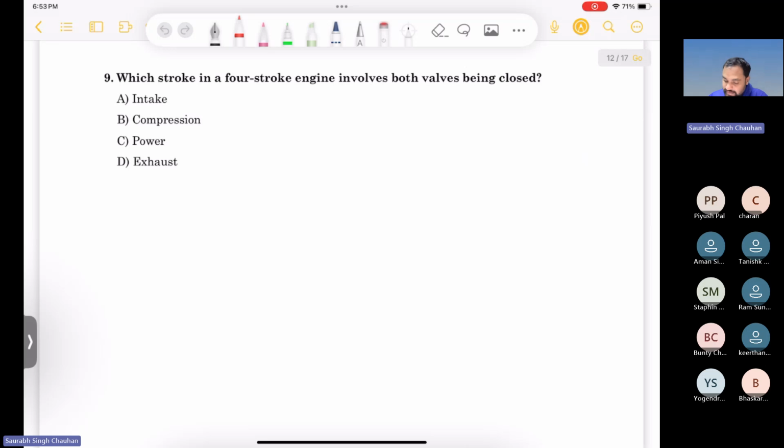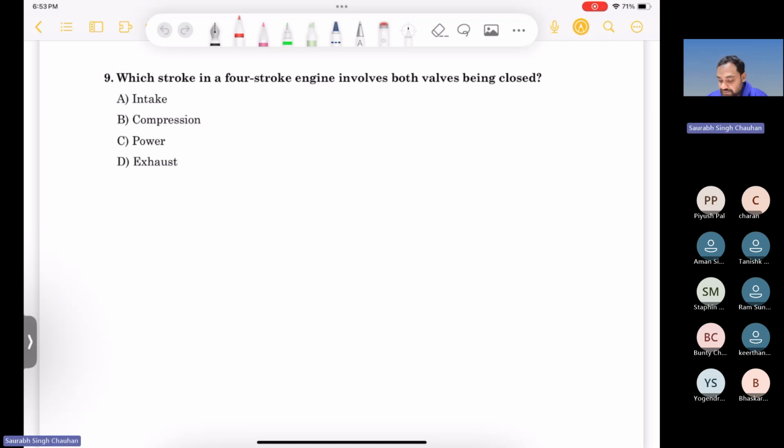So question number 9. In which stroke in a 4-stroke engine are both valves closed? You know there are 2 valves, intake valve and exhaust valve, and there are 4 strokes: intake stroke, compression stroke, power stroke, and exhaust stroke. So in which stroke are both the valves closed?